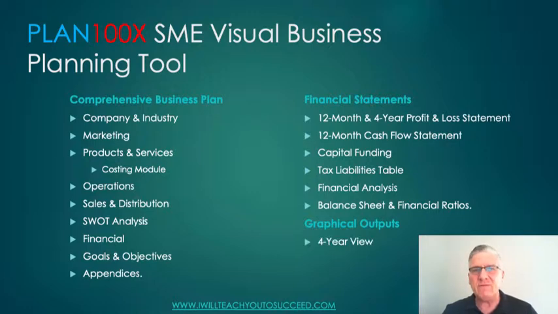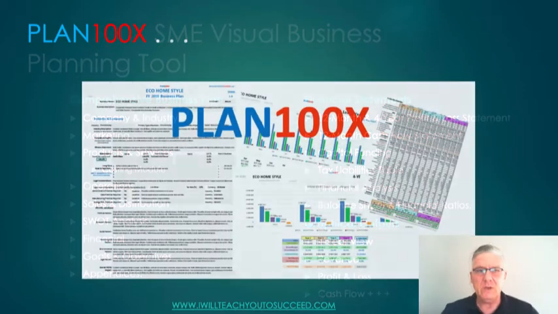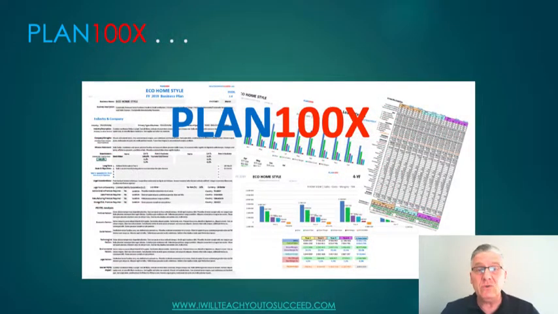Firstly, there's a 4-year view. We love this. It gives you a 1-page view. You can see your entire business, how it's going to operate, the profits you're going to make on a single page where you can see all 4 years. There's revenue, there's profit and loss, there's cash flow, and so much more. So I'm going to get straight into the tool. So let me go there and take you through it.